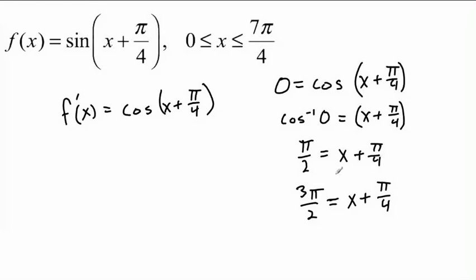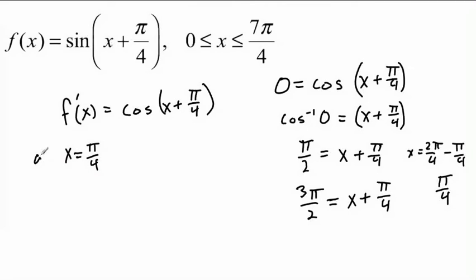Now, I'm going to subtract pi fourths from both sides. So you end up getting x equals, now pi halves is going to be 2 pi fourths, and we're going to subtract pi fourths. So 2 pi fourths minus 1 pi fourth is actually just going to be pi fourths. So one of the places is going to be x equals pi fourths.